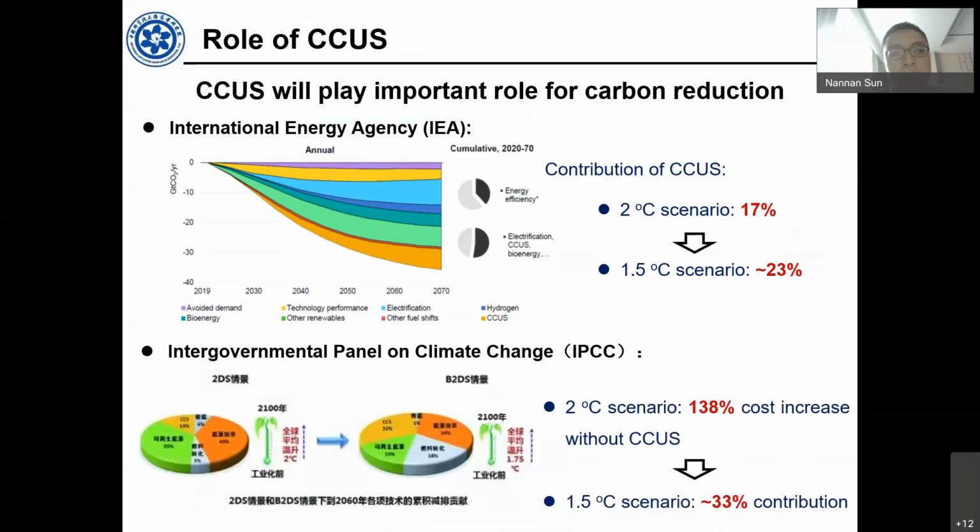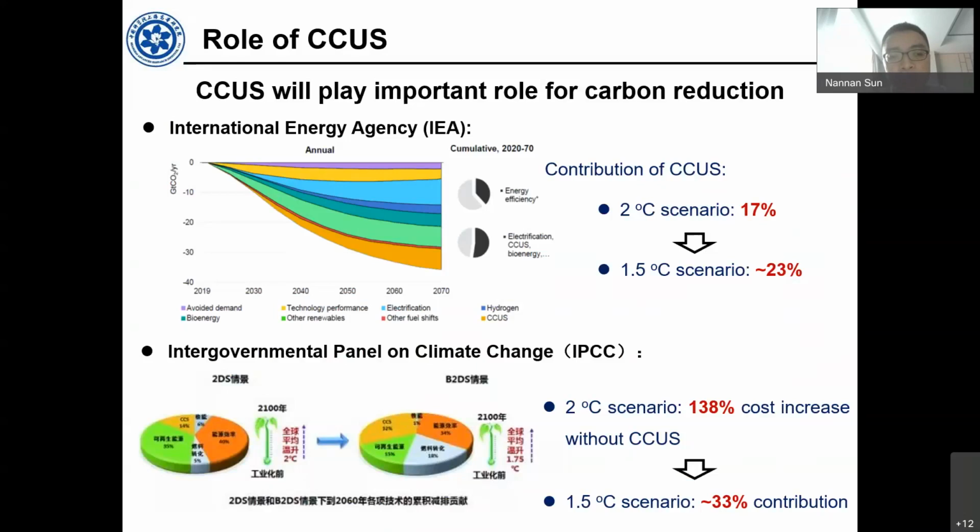CCUS will play an important role in carbon reduction. According to the IEA, if we want to achieve the 2-degree C scenario, CCUS will have to contribute roughly 70% of CO2 reduction among all kinds of technologies, including renewables, electrification, and hydrogen. And if we want to achieve the 1.5-degree C scenario, CCUS will have to contribute roughly a quarter of CO2 reduction.